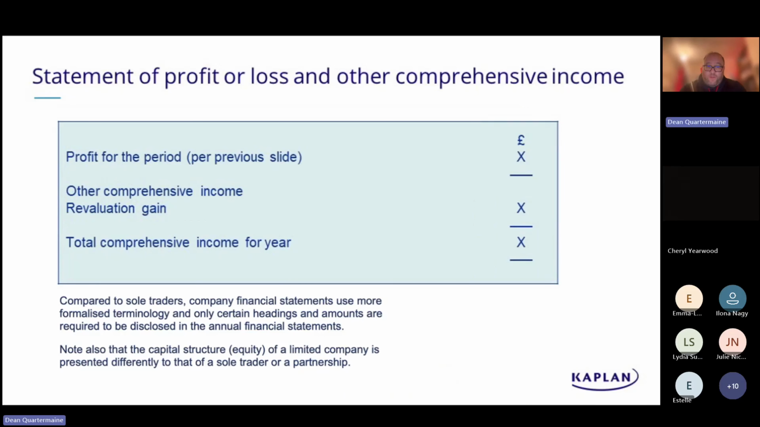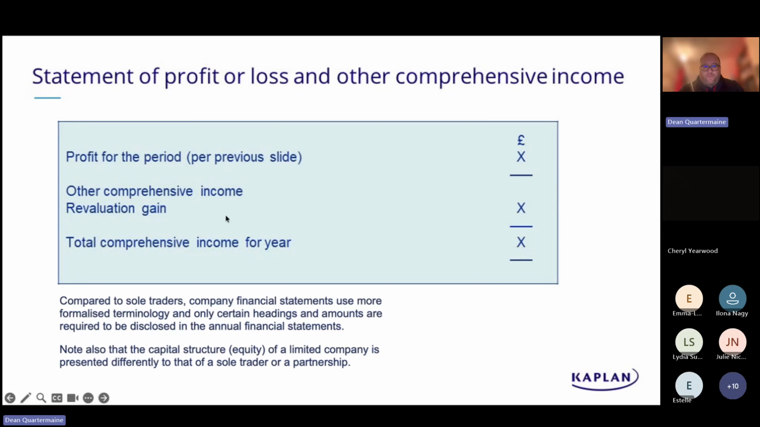So once you've got the profit for the period, which was the last bit on the previous slide, you can add in your other comprehensive income. This is what makes it slightly different: this is a statement of profit or loss and other comprehensive income. The other comprehensive income will be any revaluation gains or losses, to get you to the bottom line on the statement, which would be the total comprehensive income for the year.